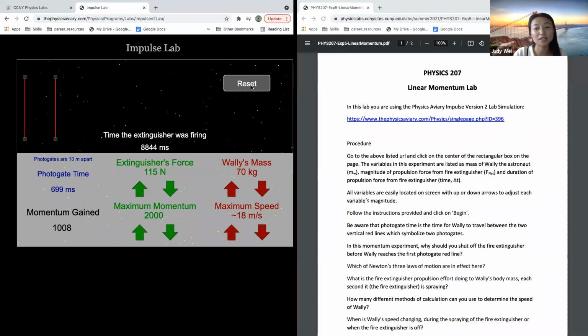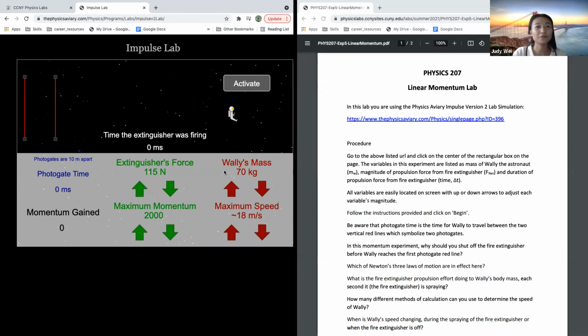Then the astronaut will remain in constant motion. So let's say I shut off the fire extinguisher around this position, the astronaut will pass these two photo gates with a constant speed. The motion of the astronaut totally depends on when you shut off the fire extinguisher. So here, let's click reset.